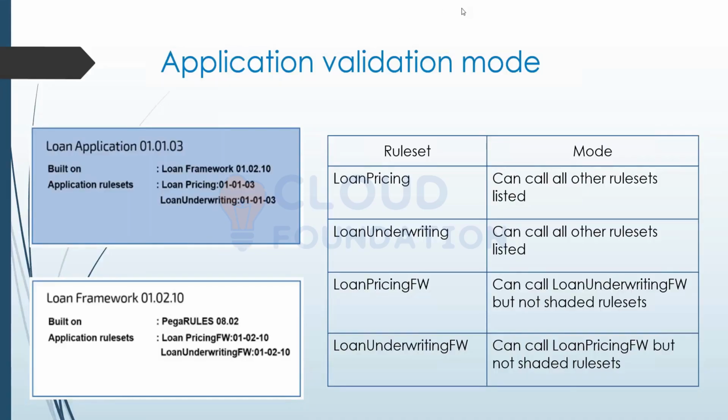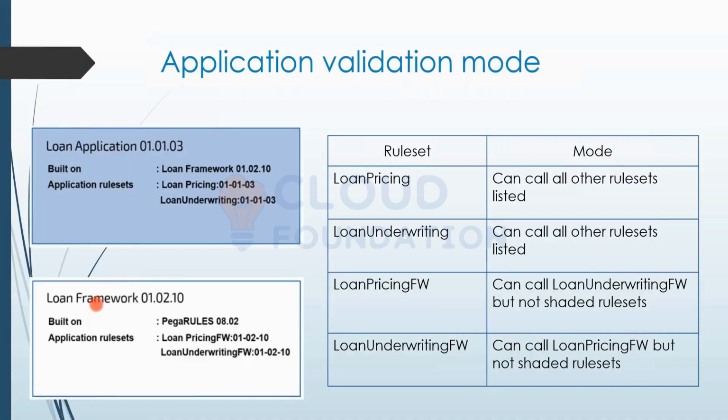Now currently I have two. I have a loan application here which has two rule sets: loan pricing and loan underwriting. I assume both of them are in the AV mode. Then I have a loan framework application which has rule sets called loan pricing FW and loan underwriting FW. Obviously, I can understand that loan application is built on loan framework. It's a built-on application.